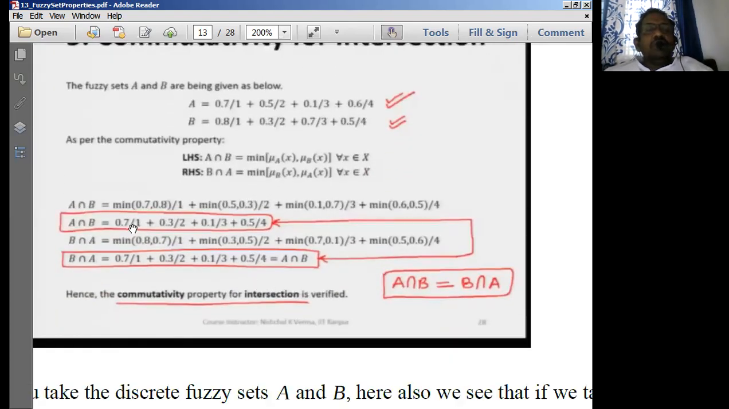Then next, what is going to happen now? A intersection B is equal to what? The relationship we can write is the same: minimum of A and B.